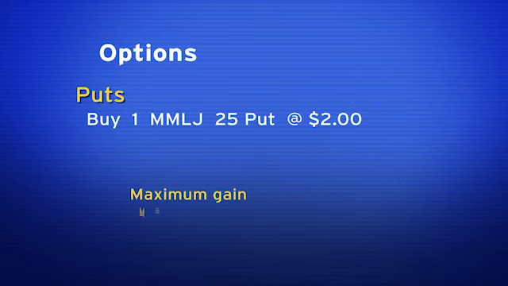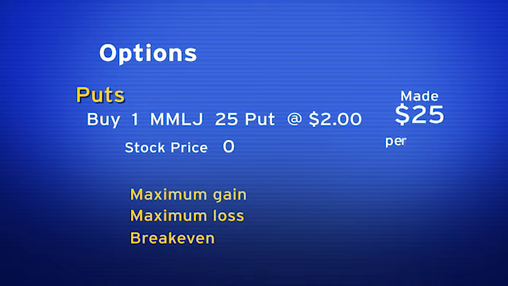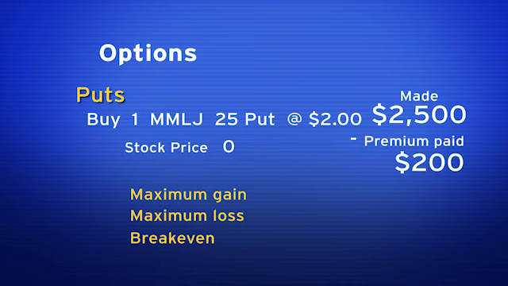What's the maximum gain, maximum loss, the break even? Well, maximum gain. I bought this put. I could exercise the put and sell the stock for $25 a share. Now, I'm bearish. I want the price to go down. How low could the price go? Well, the price could go to zero. So I exercise the option and I sell the stock for $25. Price has gone to zero. I buy the stock back at zero. I made $25 a share. I made $2,500. But from that, I've got to subtract that premium that I paid, which was $200. So the most I could gain is $2,300.